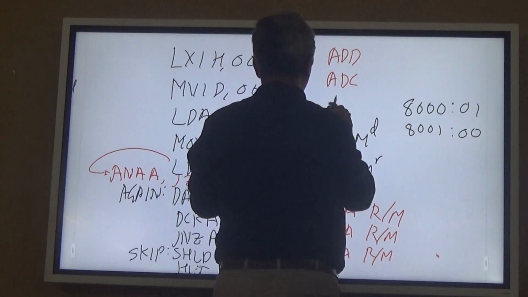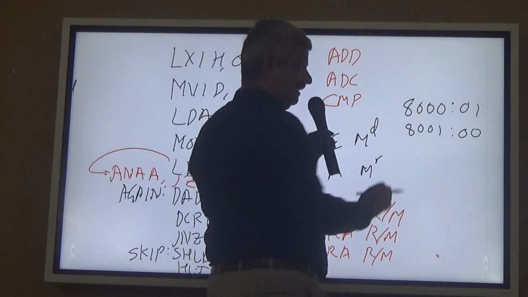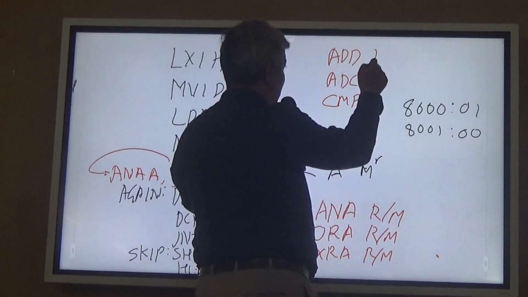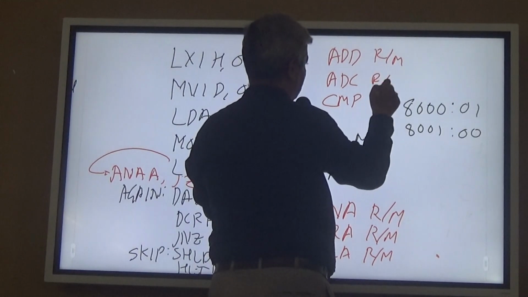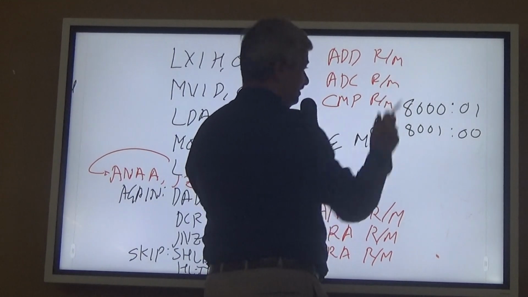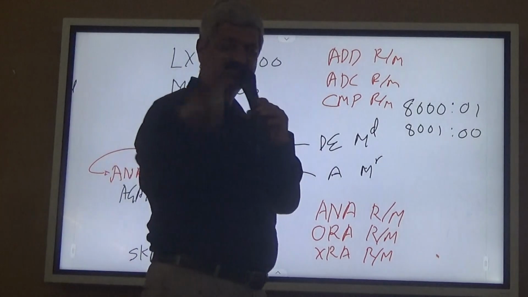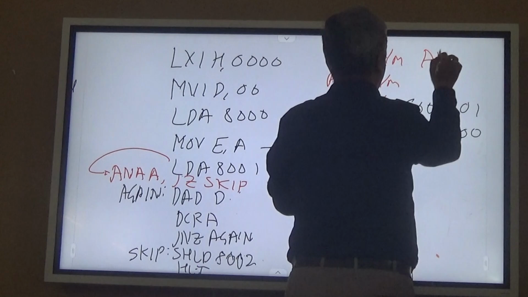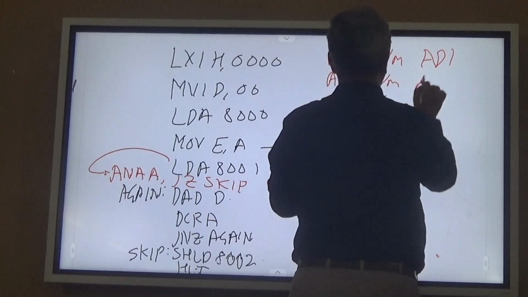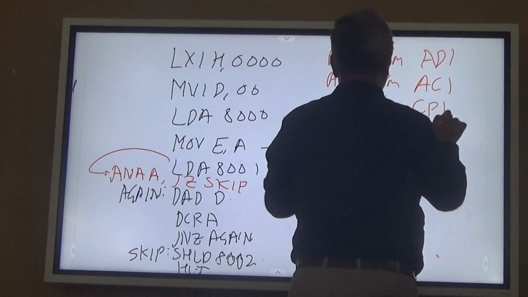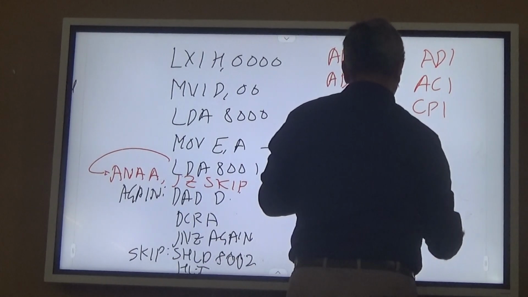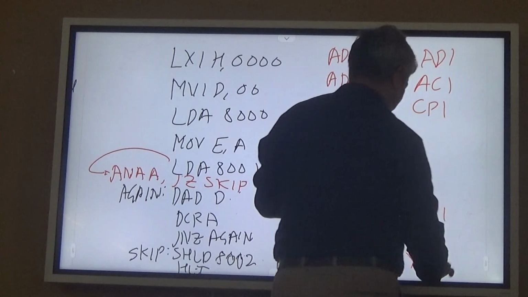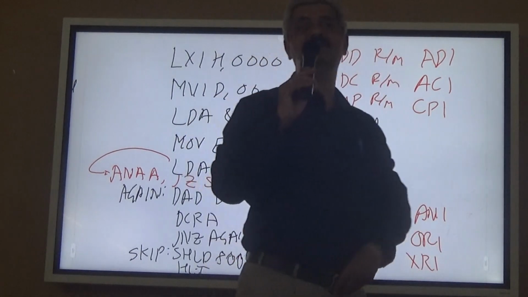Then I told you compare. This AND, OR, XOR: all are register or memory. Then for each of them there is a similar instruction, exactly the same thing, which I will not tell. Add ADI, ACI, CPI, ANI. You should tell me what it is. ORI and XRI. What should this instruction be?